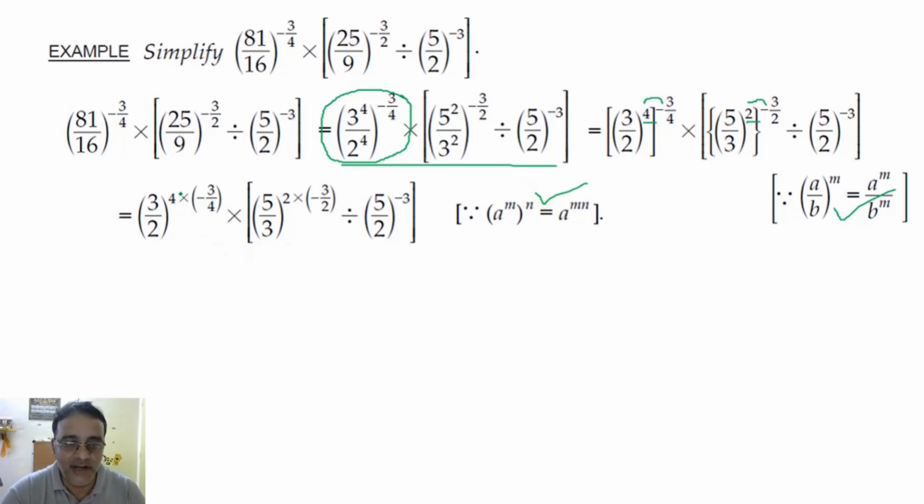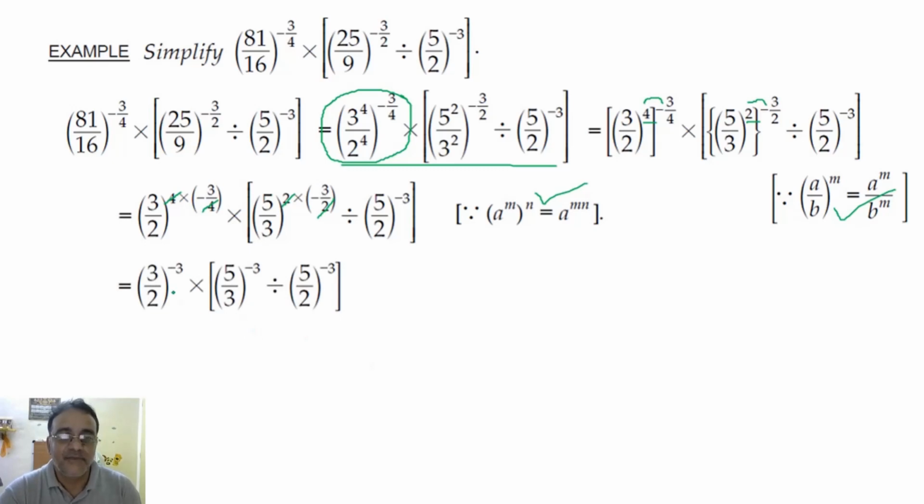Okay, now see, sir. This 4 cancel and this 2 cancel, and what is left over here? -3. यहाँ पे -3, right. So जो बचा हुआ है उसको मैं लिख रहा हूँ. Now I want to remove this minus sign. How will you remove? Reciprocal. Right, very good. We have to take reciprocal.